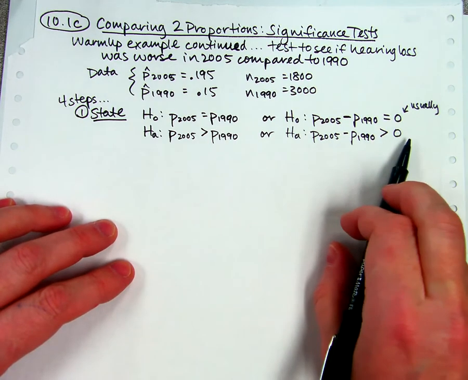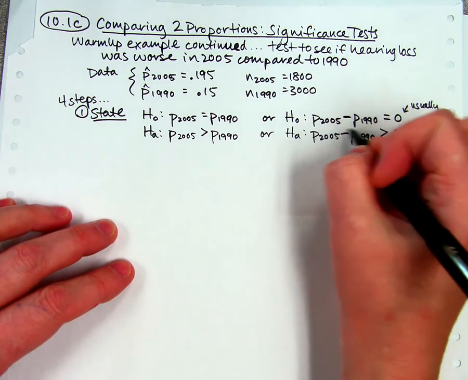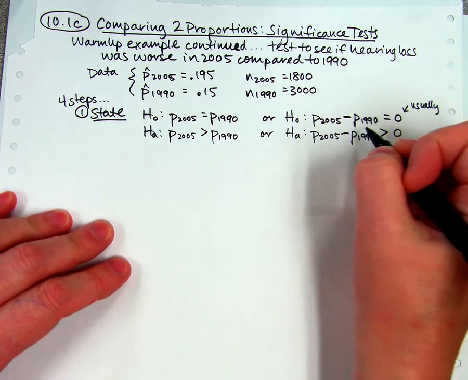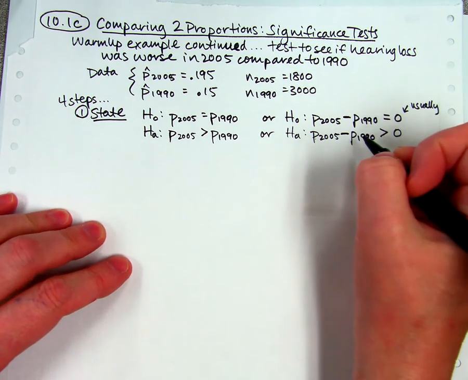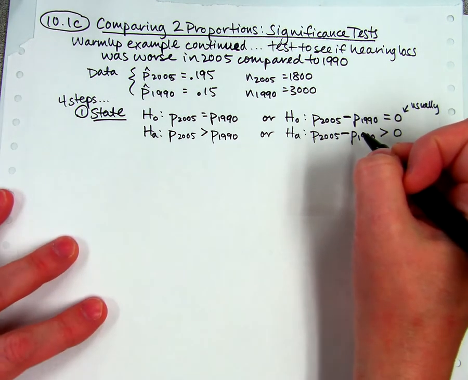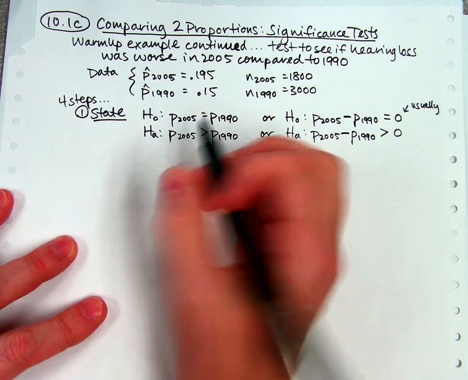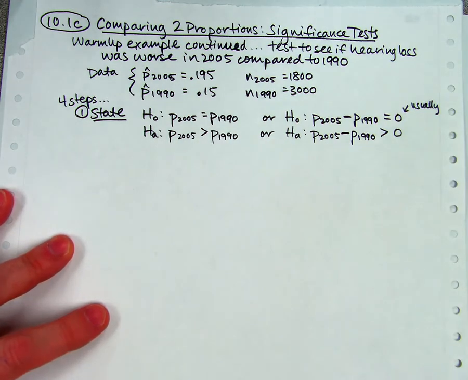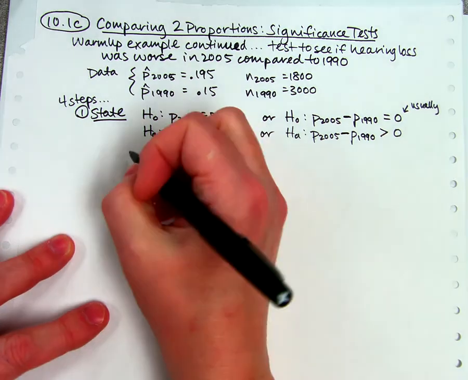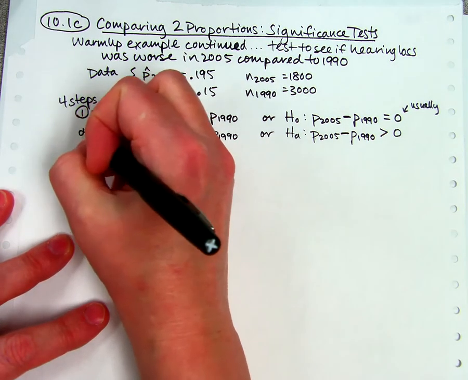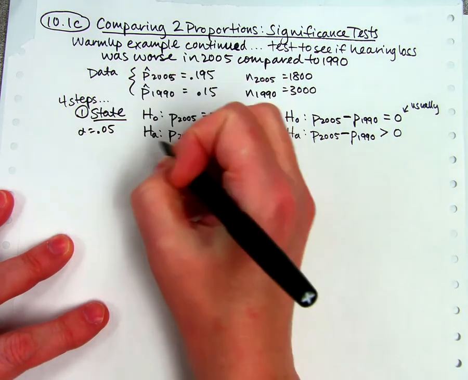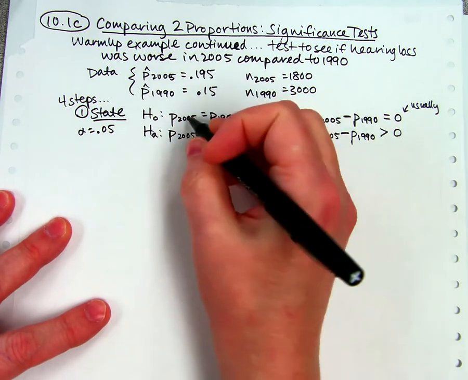This emphasizes that our parameter is the difference between two proportions, just like our parameter with the confidence interval is the difference between the proportions. And this emphasizes comparing the two. Whichever one is fine. It doesn't matter which way you write it. And then, of course, we're supposed to also state alpha, which is 0.05. And we're also supposed to say what these represent.